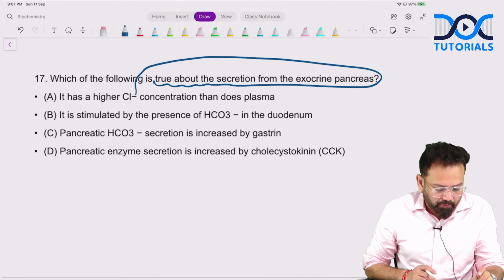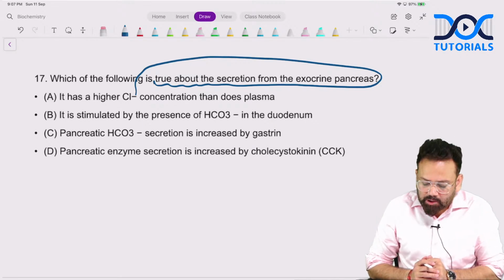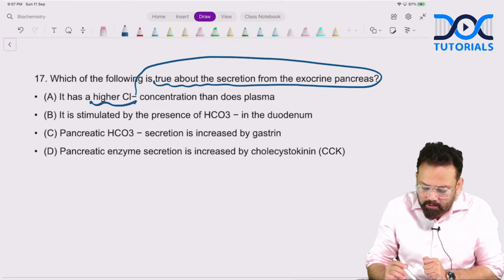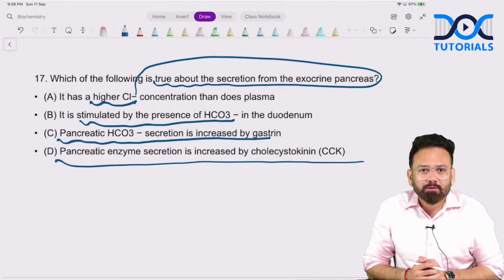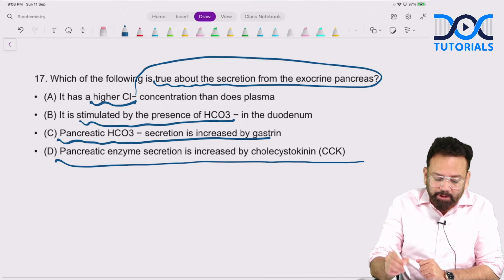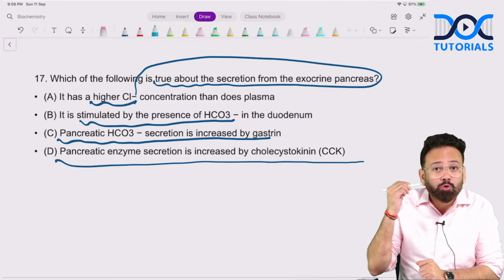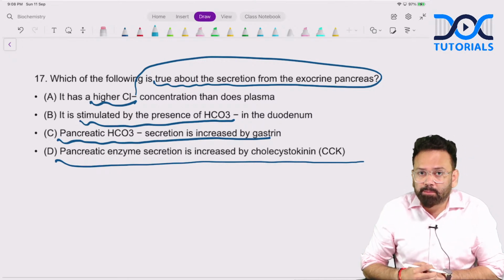Which of the following is true regarding exocrine pancreas? It has higher chloride, it is stimulated by presence of bicarbonate, pancreatic bicarbonate is increased by gastrin, or it is increased by cholecystokinin. Very simple question. The name is suggesting the answer. These are very simple concepts. You need to revise your notes and do as many MCQs as possible. Only by doing MCQs can you remember the facts.